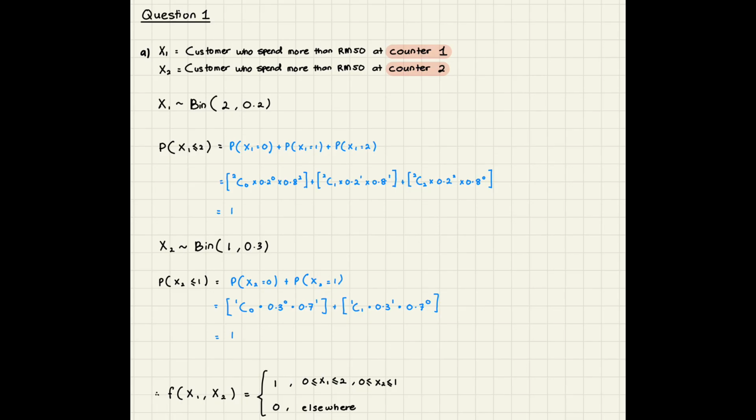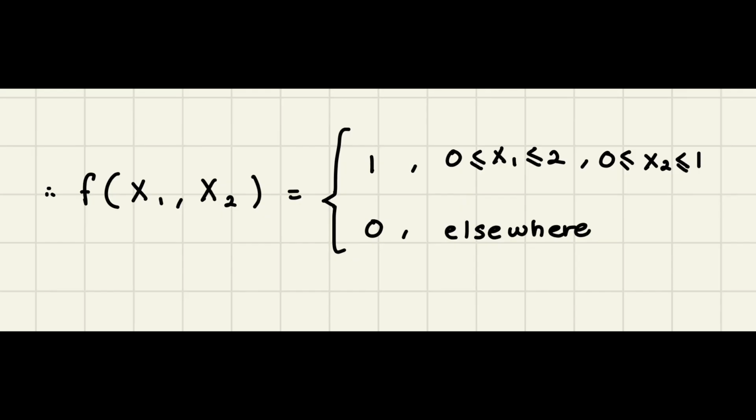Let's move to question A. State the joint probability mass function (PMF) of X1 and X2 based on the case study. We know the number of trials and probability of X1 are 2 and 0.2 respectively, while for X2 they are 1 and 0.3 respectively. To find the joint PMF, we have to use the binomial formula and then sum all the probabilities. In the end, you will get both answers equal to 1. This is because total probability is equal to 1. But remember to write down the final answer like this.